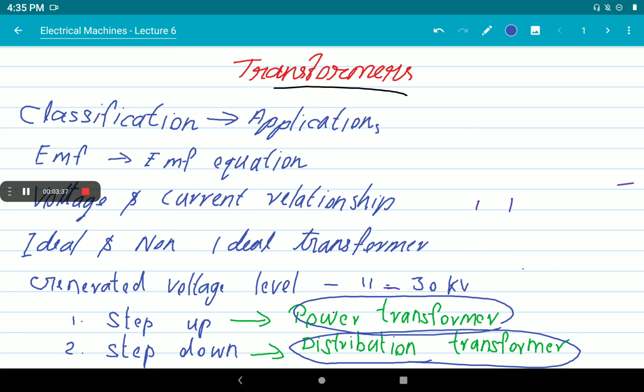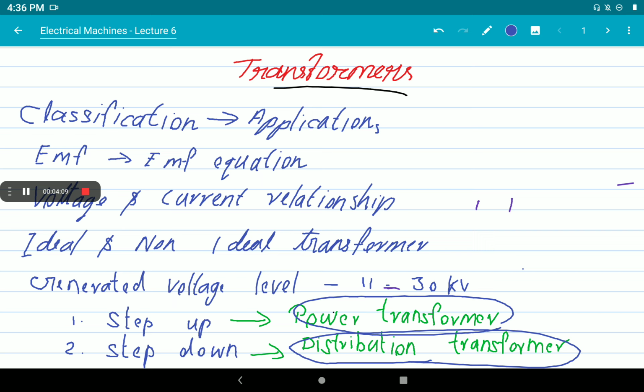So based on applications, what are the classifications? We are going to study the classification based on application. Before that, distribution at a domestic level is done by single phase transformers. Normally in all other transmission systems we use 3-phase transformers. So you have one classification based on the phase level. There are single phase systems and 3-phase systems.